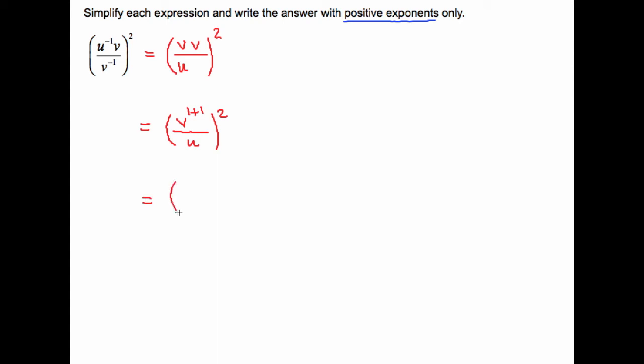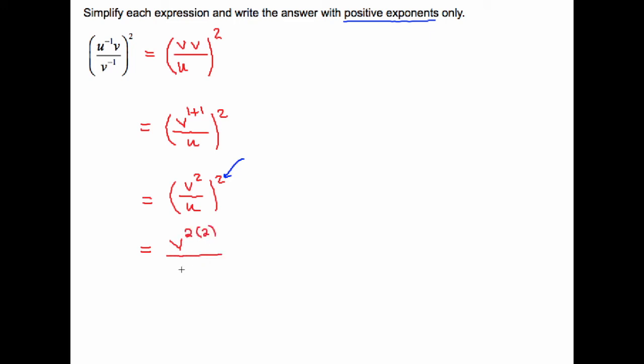And that leaves me in the numerator v to the, well, 1 plus 1 is 2, so that's v squared over u squared. Now that I see two distinct bases, each raised to a positive exponent, I'll go ahead and apply the 2 that's on the outside of the parentheses. So when you have an exponent raised to an exponent, you can multiply those exponents. So in the numerator, we have v to the 2 times 2.